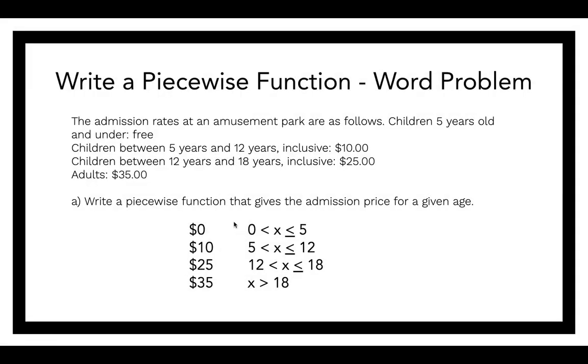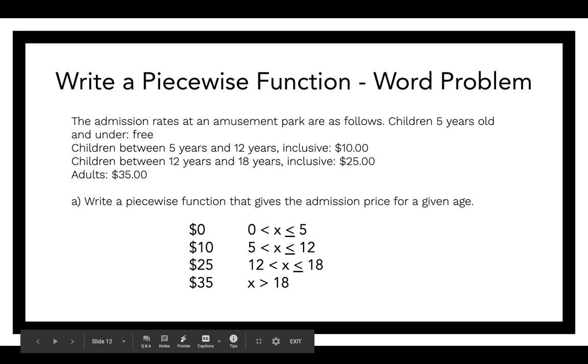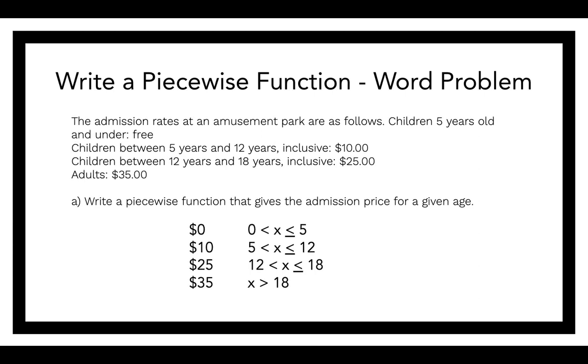So here is what it looks like. So $0 if you're between the ages of 0, so a little bit greater than 0 years old, and up to 5 years old. So equal to 5, but not greater than. And for the next line, it's $10 if you are greater than 5 years old, but less than or equal to 12 years old. $25 if you are greater than 12, but less than or equal to 18. And $35 if you are older than 18 years old.